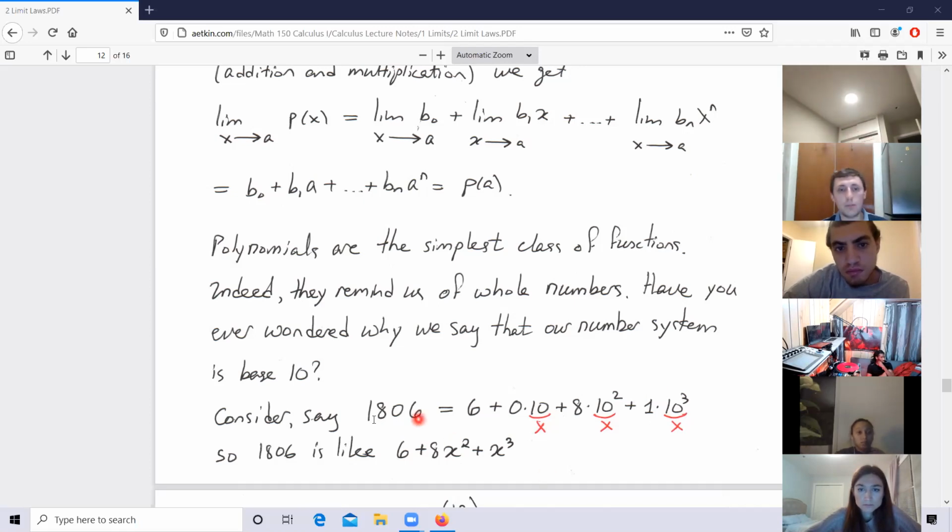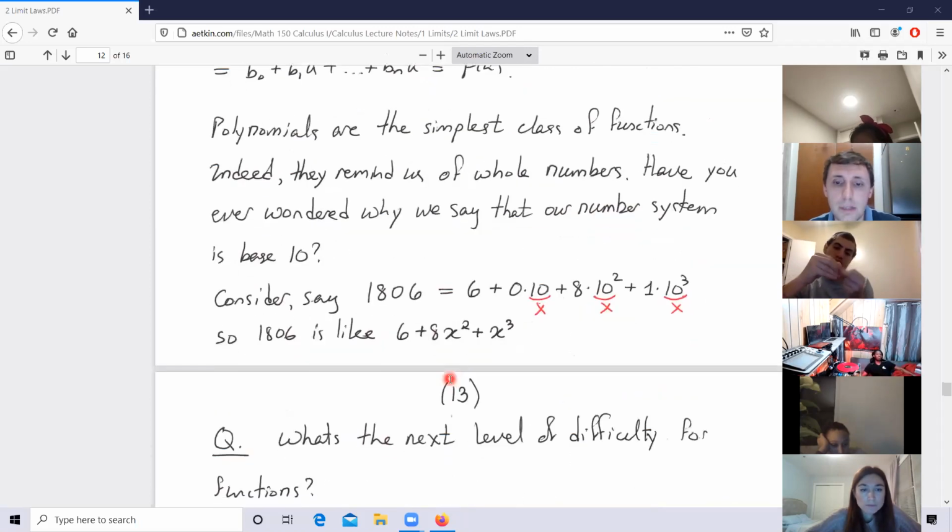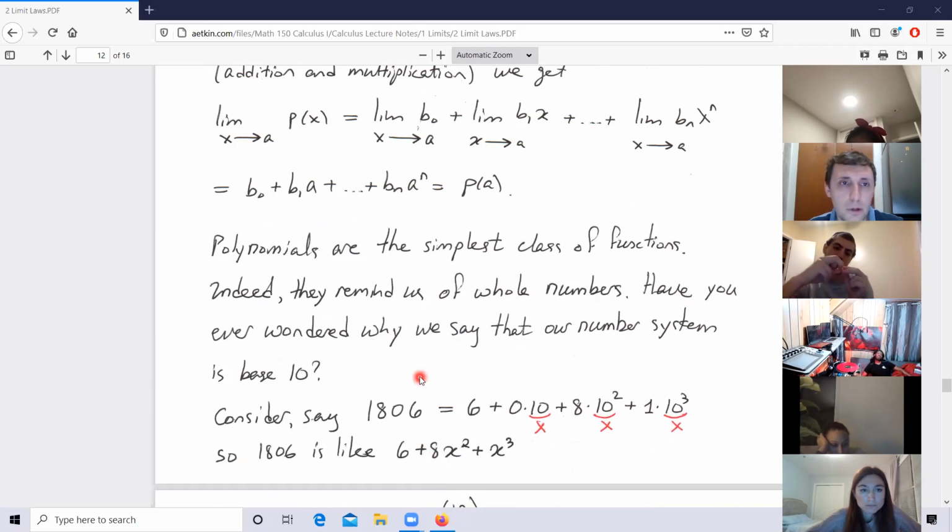Okay. So if you write 1,806, it's 6 units, 6 matches alone, plus 0 bundles of 10, plus 8 bundles of 10 squared each, plus 1 bundle of 10 cubed. And if you think of the 10 as x, this number is very similar to 6 plus 8x squared plus x cubed. Understand? So there's a very strong similarity between this number and this polynomial. You understand how I'm saying? It's base 10. Okay? If x is 10, then that's the similarity. That will be also useful in some later discussions.